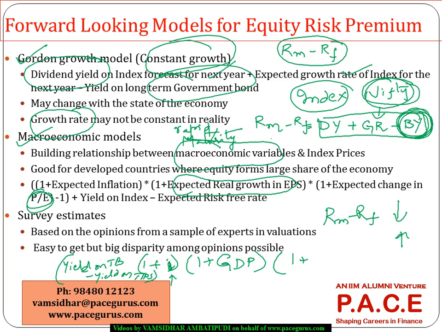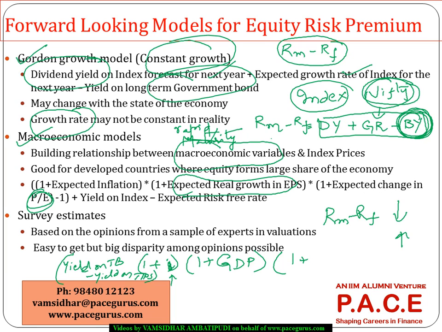So what we are looking at as part of the macroeconomic model is, along with the yield on the index, which is the percentage growth on the index, integrating various macroeconomic factors, especially inflation, the real growth rate, which is more linked with the GDP growth rate, and also the expected changes in the P by E ratios. From there we subtract the expected risk-free rate. This is one such model which we can use to predict the equity risk premium, based on the macroeconomic factors.